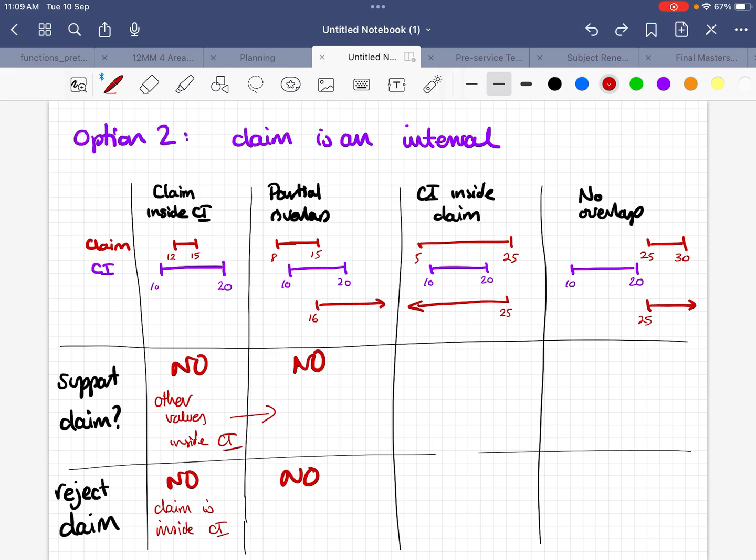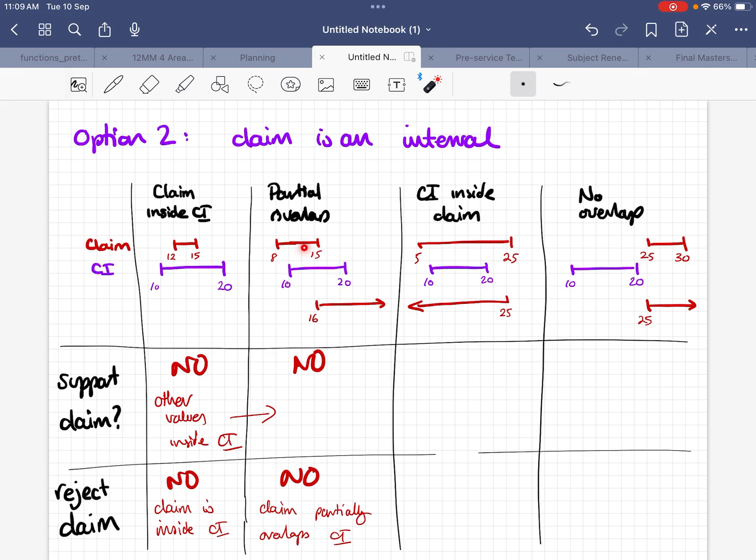So let's say the claim partially overlaps the confidence interval. We can't reject it because there are some values in our claim that are not inside the confidence interval, but there are some values in the claim that are inside the confidence interval. It's a sort of complicated situation here. But because there's that partial overlap, we can't support the claim because we've got some values inside the confidence interval. So over here, 15, 16, 17 is not inside the claim, but it is in the confidence interval. So we can't support the claim.